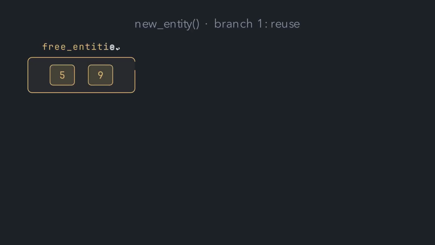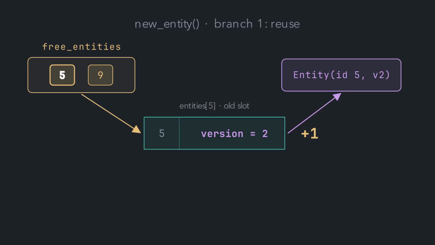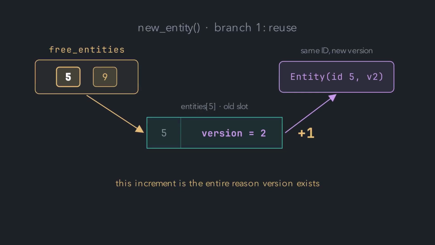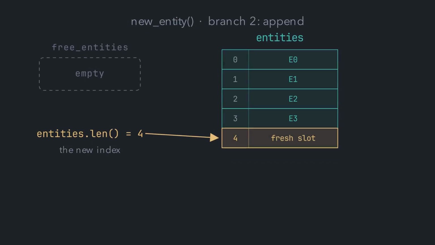Spawning an entity has 2 branches. If free entities has something, pull that index, read its old version, increment it, and hand back an entity with the same ID but a new version. That increment is the entire reason version exists. If the queue is empty, the new index is just entities.len, and you push a fresh slot.